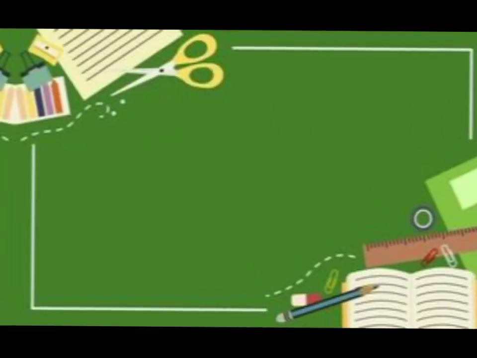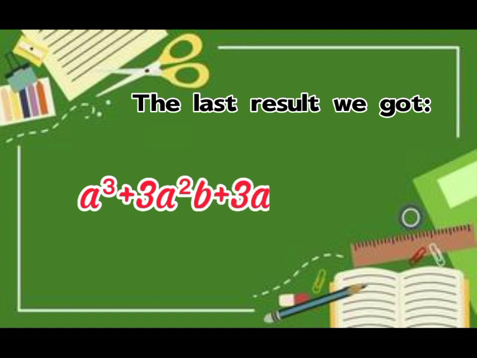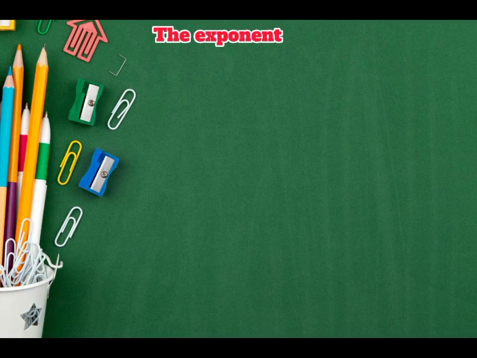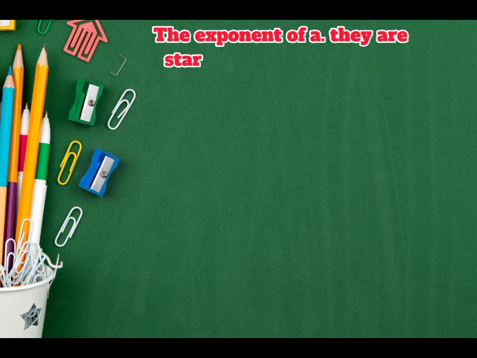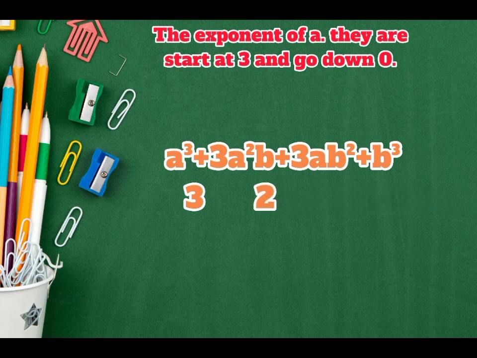So let's talk about the pattern of the binomial theorem. In the last result, we got a to the power of 3 plus 3a to the power of 2 b plus 3ab to the power of 2 plus b to the power of 3. And now we notice that the exponents of a start at 3 and go down to 0. This is the exponent of a. For a to the power of 3 it is 3, then 3a to the power of 2 b is 2, plus 3ab to the power of 2 is 1, plus b to the power of 3 is 0.